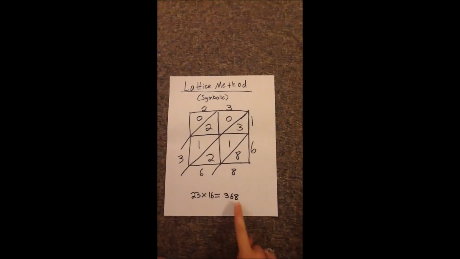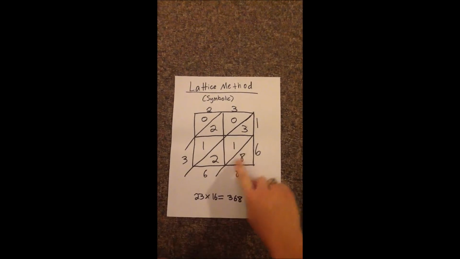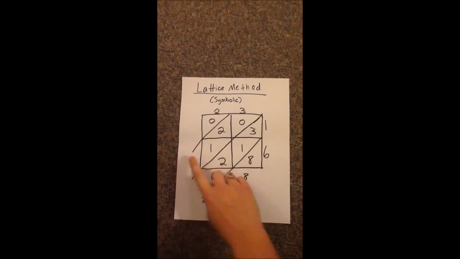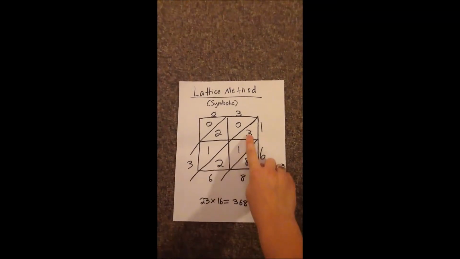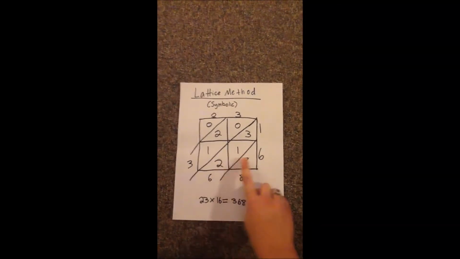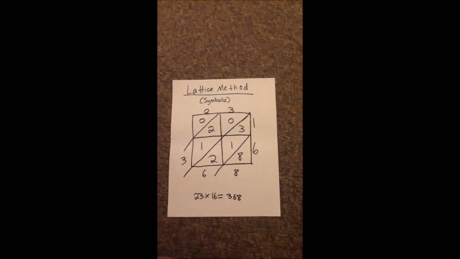To get the answer of 368, you simply add the numbers across these lattices. There's 0 here, so we leave it blank. 0 plus 2 plus 1 is 3. 3 plus 1 plus 2 is 6, and 8 plus 0 is 8. To get an answer of 368.